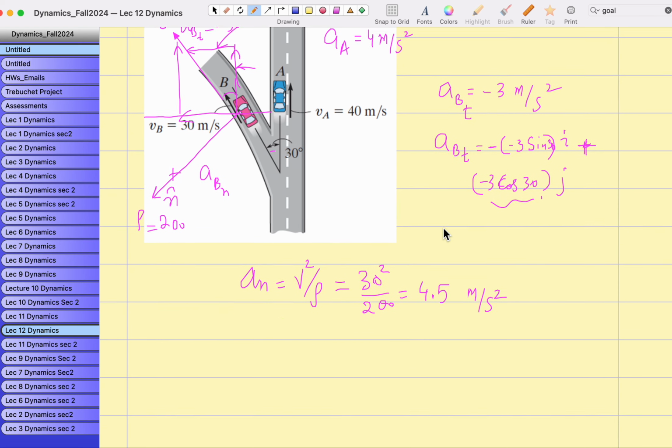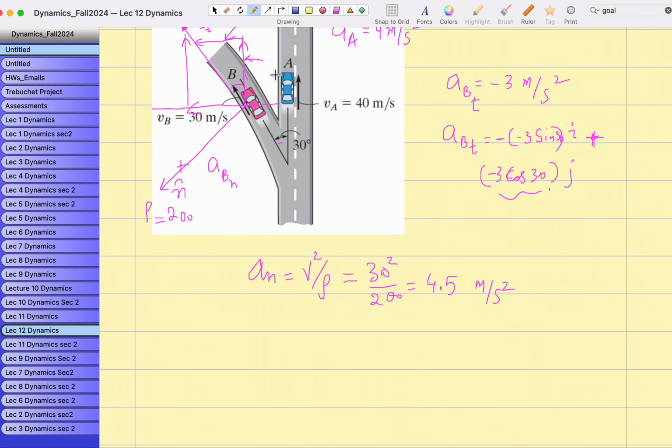Okay guys, now this is the acceleration. How do you resolve it along the x-axis, along the y-axis? This is the x-axis and this is the y-axis. So if you take a look here, if this angle is 30 degrees, this angle is 30 degrees, this is 60 degrees, and this is 30 degrees.